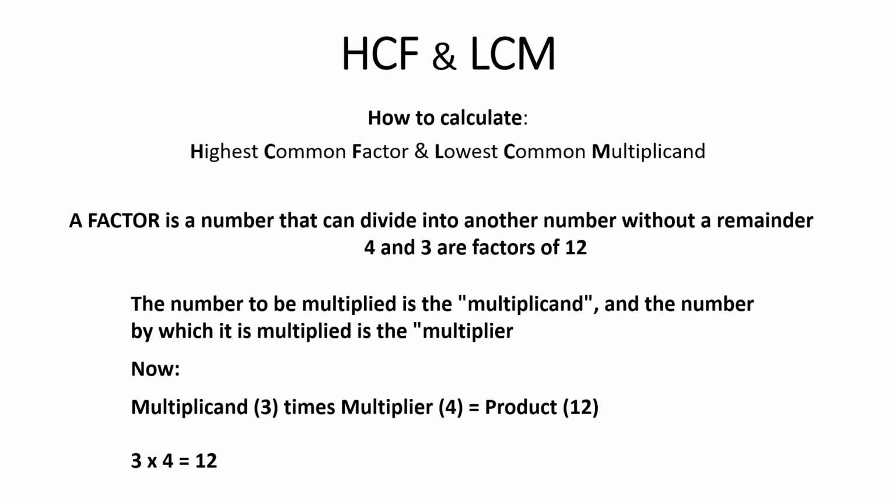The number to be multiplied is the multiplicand, and the number by which it is multiplied is the multiplier. Now, the multiplicand 3 in this case times the multiplier 4 in this case is the product 12 in this case. So 3 times 4 is 12. Right, let's carry on with the show.